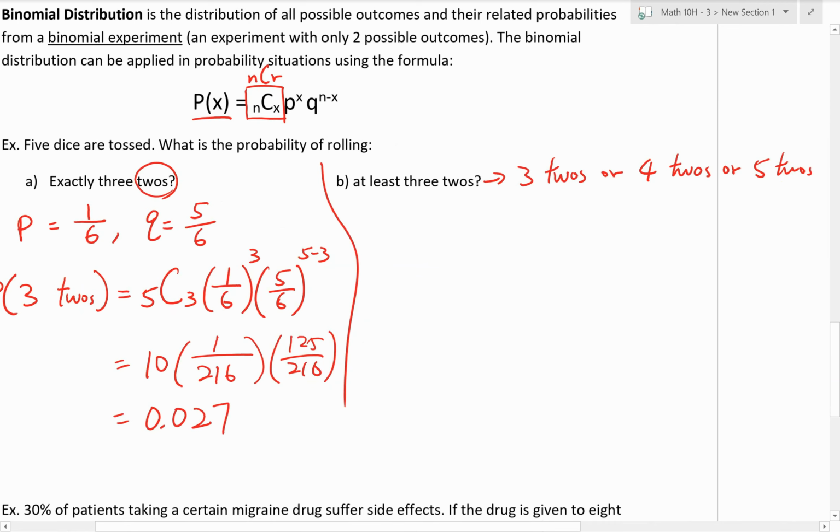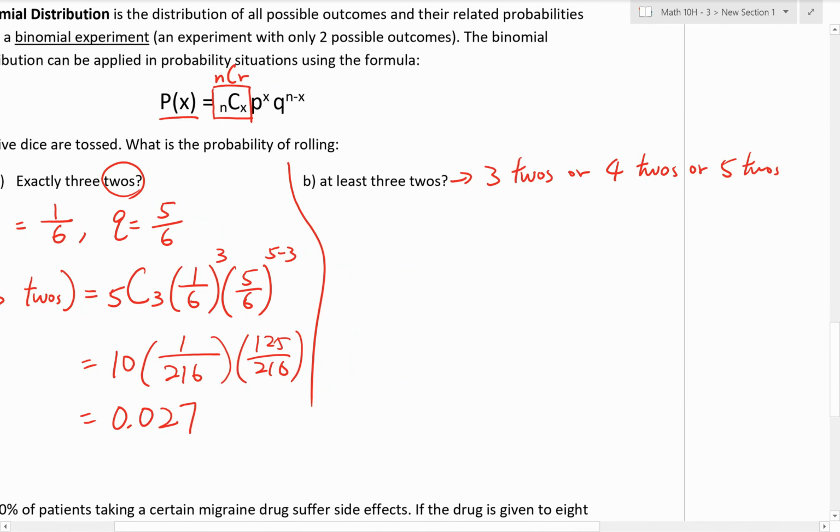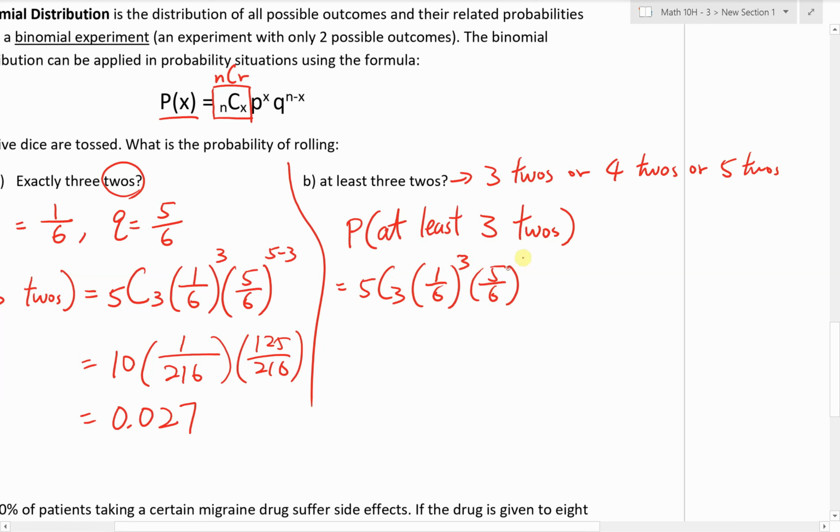Okay, so the way to calculate this would then be at least 3 2s. I'll write it down: 3 2s would be 5, so this would be the probability of 3 2s. We just did that, right? That's this formula right here. 5 minus 3 is 2, so I'm just going to write that. Anytime you see "or" in probability, it means you are going to add them.